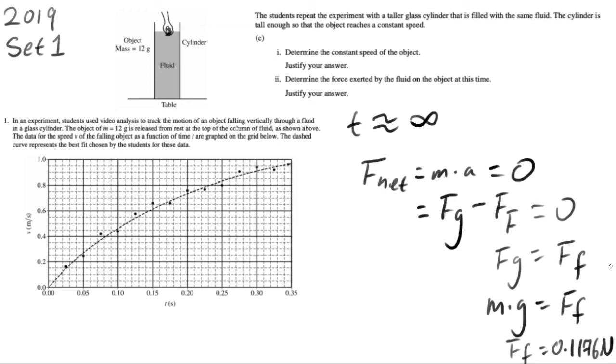And for justification, you should write a sentence. Technically, equations could be counted as justifications, but it's better to give explicit sentence justifications. So I'd write: the object is falling at constant speed, which means it has no net acceleration, which means it has no net force. And so the gravitational force must equal the force exerted by the fluid, because those are the only two forces acting on the object. So then the force exerted by the fluid equals this number. And you completed the question.